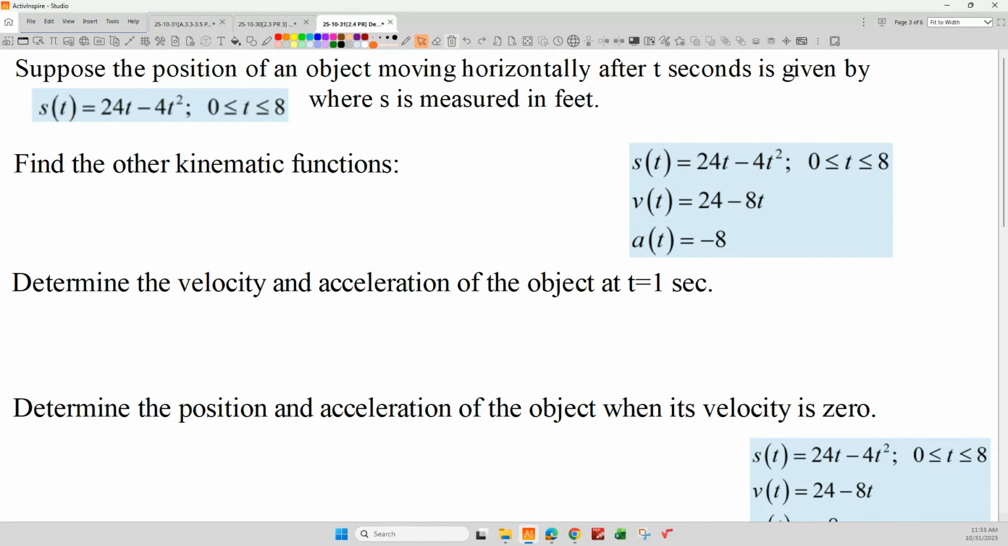Okay, so I would like you to determine the velocity and acceleration of the object at t equals 1 second. This is pretty cool that we can do this, right? We've got all these kinematic quantities that are now functions of t, right? In math we'd say they're parametric equations in the parameter t. So that means t is what links them all together, but here's how you think about it.